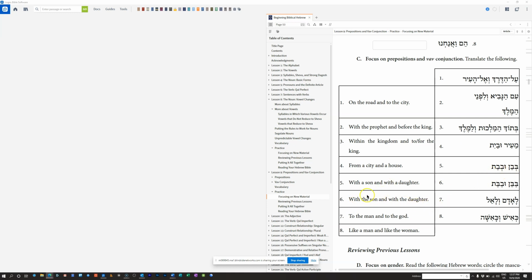The article that you see here in number 6 is evidenced by the patach and the dagesh that you see here. Patach, dagesh, patach, dagesh. Whereas number 5 is shva without a dagesh. So that's the difference between "with a son" and "with a daughter" versus "with the son" and "with the daughter." There is no hey, but you'll remember that prepositions cover up the hey part of the definite article. So all that's left is the patach and the dagesh there. Hope that makes sense. If you have any other questions, let me know.